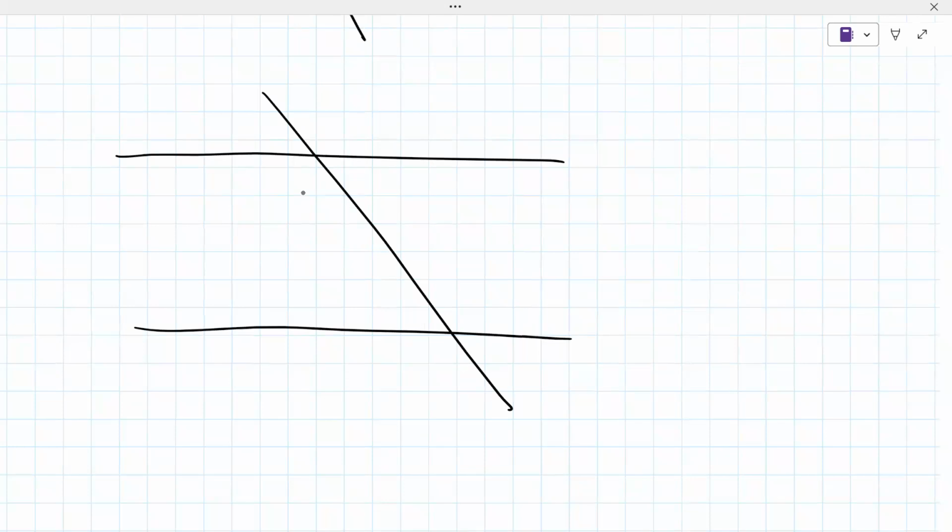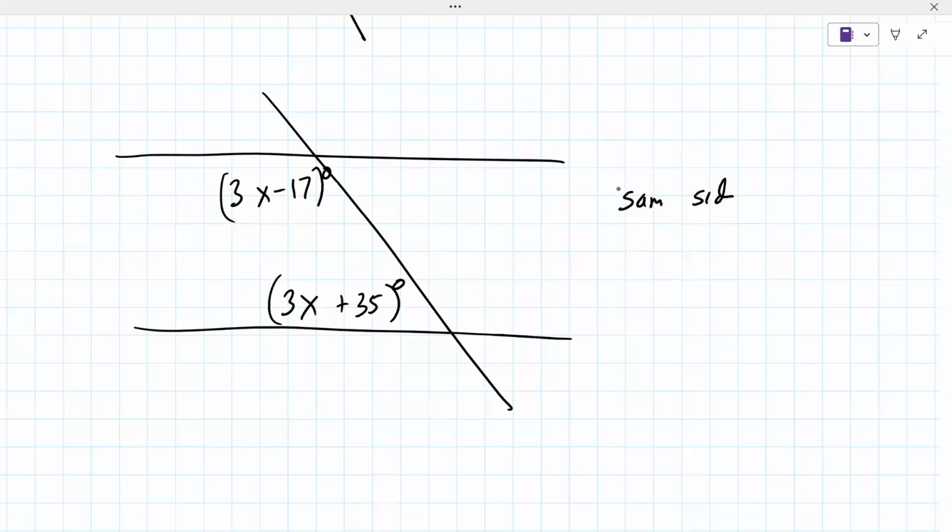This is 3x minus 17 degrees, and this is 3x plus 35 degrees. Do you remember what kind of angle measures these are considered? Those are interior angles on the same side of the transversal. Yeah, now you made a reference to the word consecutive earlier. These are consecutive, same side interior are consecutive.